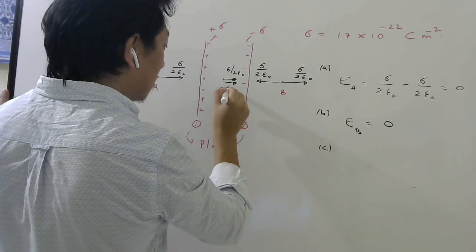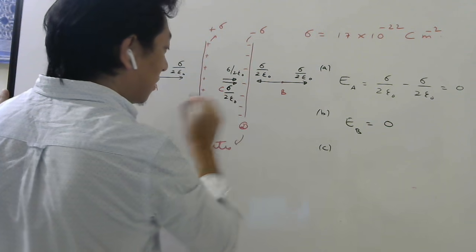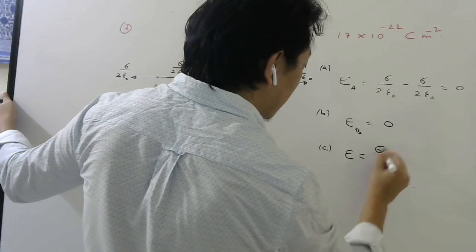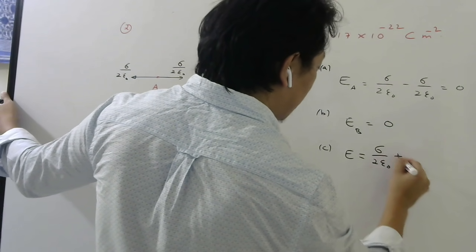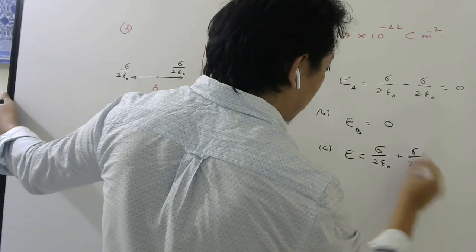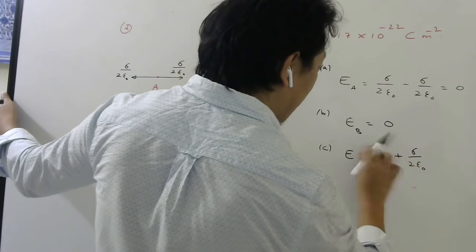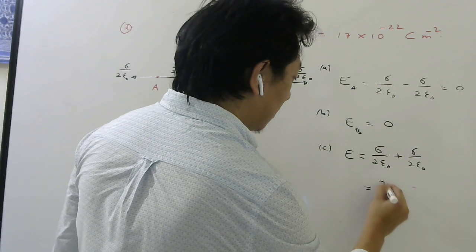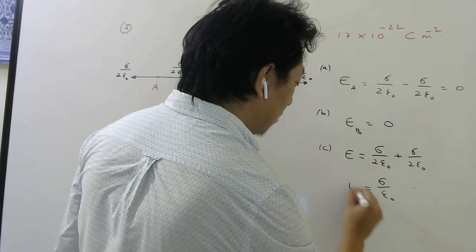This is also sigma by 2 epsilon naught. So now the vectors are in the same direction. So the total will be sigma by 2 epsilon naught plus sigma by 2 epsilon naught. These two sigmas are the magnitude of the charge density. So this will give you sigma by epsilon naught. So try to remember this.